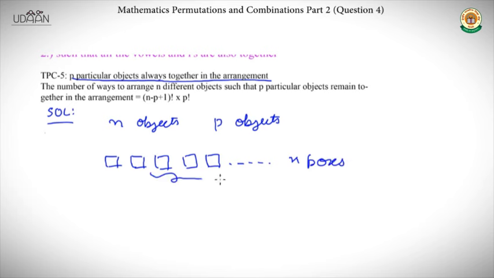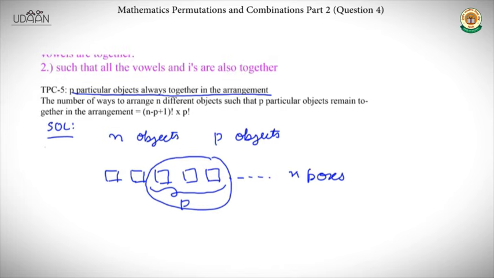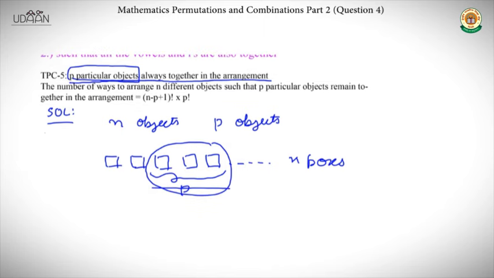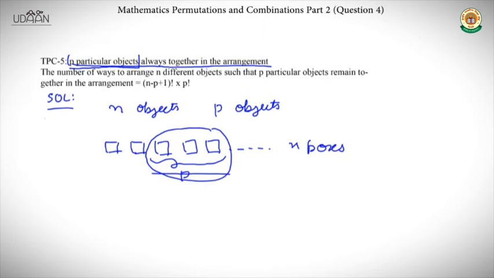And out of these n boxes, these p boxes are always together. So we consider them as a group. Whether these p boxes will be together, any p boxes can be together. There are particular objects that are always together. So in the question they'll mention which p objects are to be selected. Okay. So we consider them as a single group.